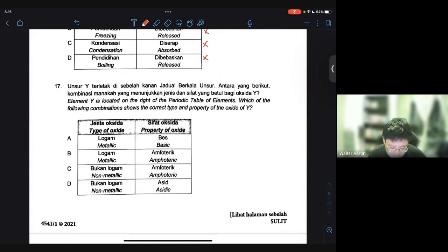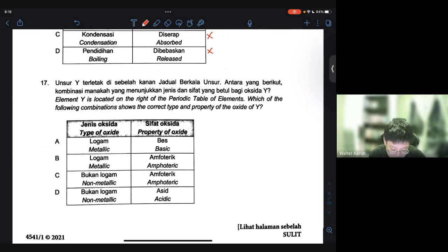17, element Y is located on the right of the periodic table elements. Which of the following combinations shows the correct property of the oxide of Y? So it says here on the right side of the periodic table. All right, we know that going from left to right, it is basically basic oxide to amphoteric oxide, and then finally to the acidic oxide. So I would say most likely it is a non-metal, okay, and it is acidic in nature. So therefore, the answer here will be D.